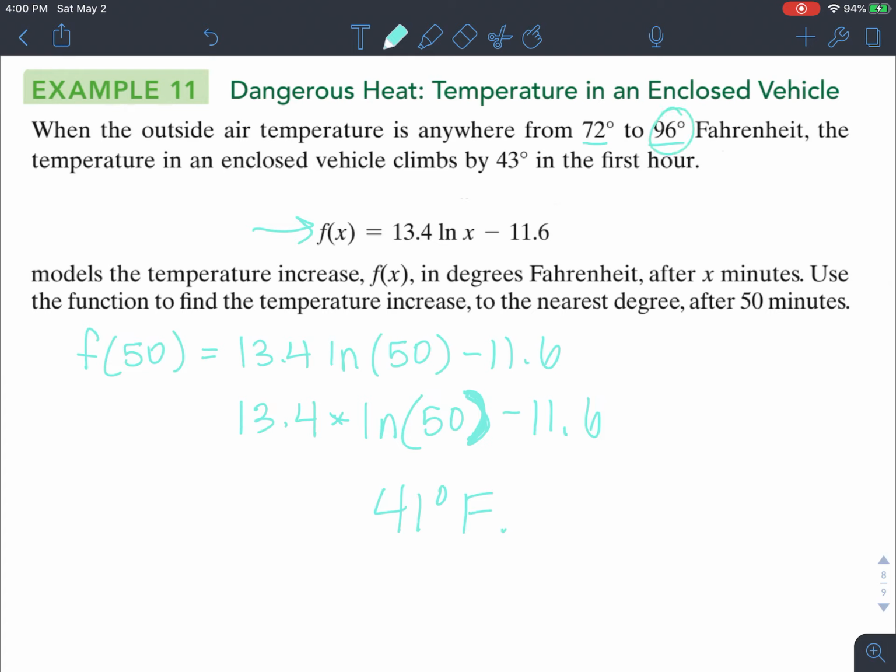Look, if it's already 96, right? 50 minutes, car goes up 41 degrees. Good Lord, it'll be 137. No wonder kids die in hot cars, God.